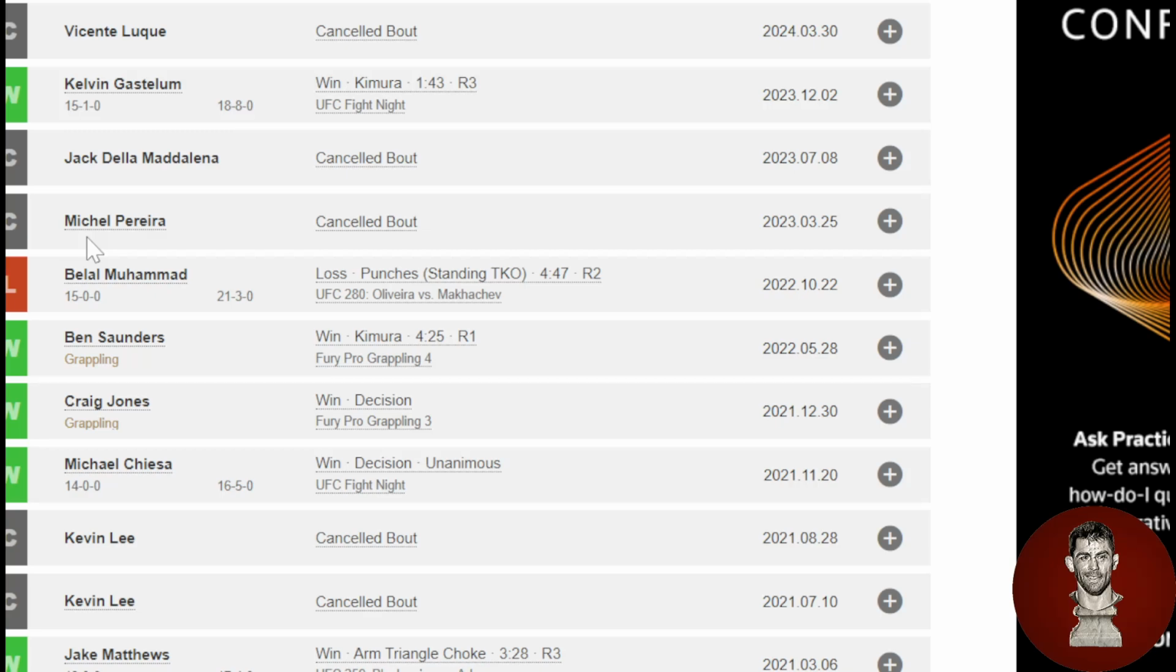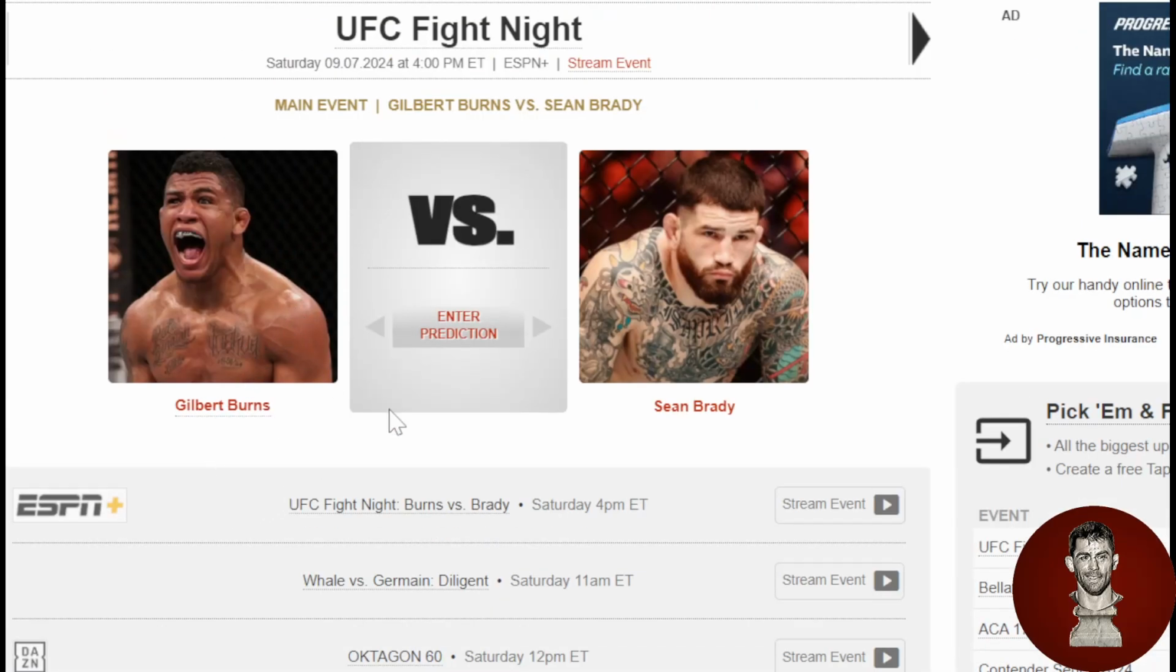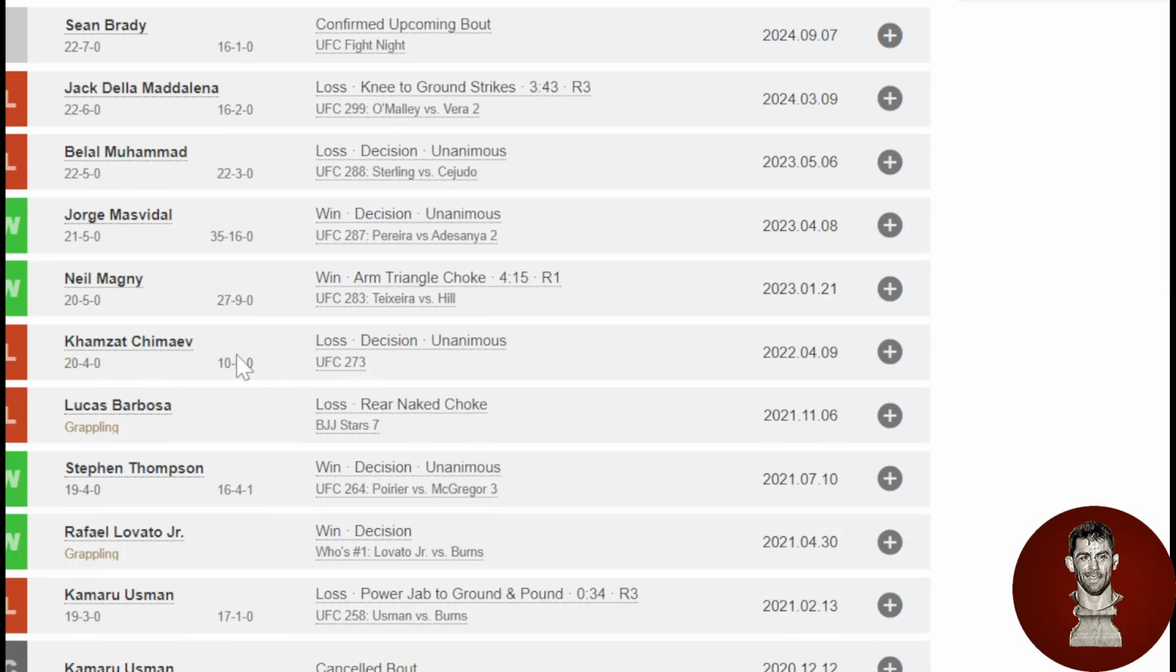So both of these guys kind of have a similar game plan. Sean Brady's striking isn't that great. Gilbert Burns' striking isn't that great either. Their grappling is more where their skill set is. We had Gilbert Burns fighting Khamzat Chimaev. Chimaev wasn't really able to grapple with him. Belal Muhammad wasn't really able to grapple with him. And then he was able to out-grapple the lesser grappler types.